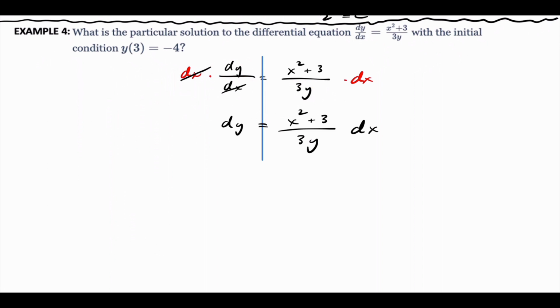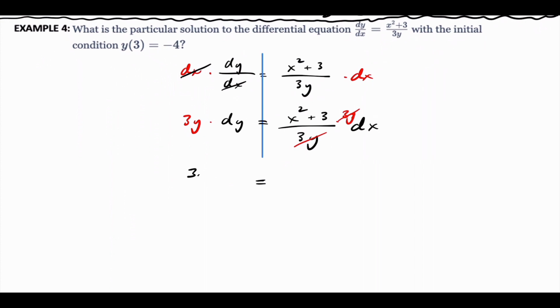How do I get the y? So now I got to move this guy over here. I have 4 options again. Addition, subtraction, multiplication, division. What is it going to take to move that guy over there? Multiplication, right? Because it's division. So now I'm going to do multiplication. 3y dy equals x squared plus 3 dx. So now let's look. 3y dy, good. X squared plus 3 dx.